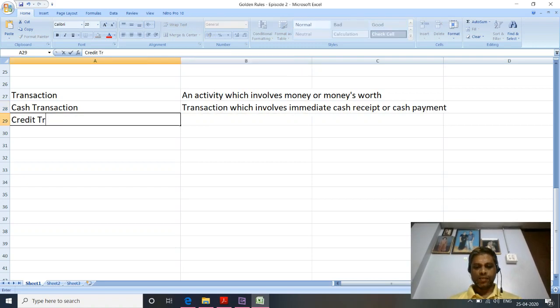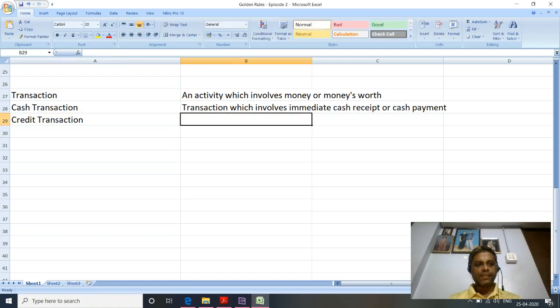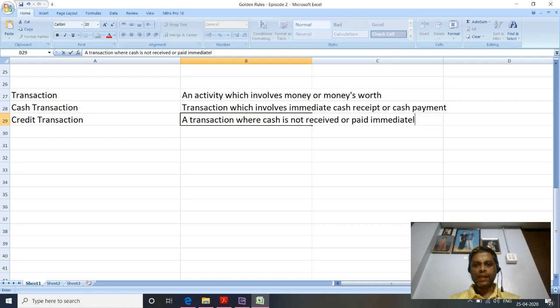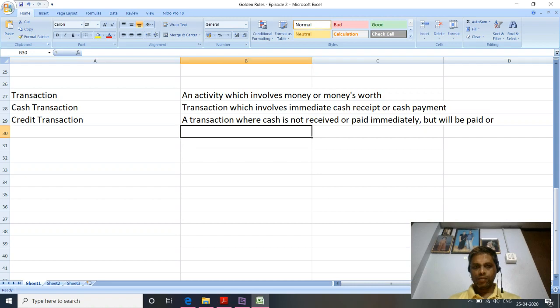What is a credit transaction? A transaction where cash is not received or paid immediately, but will be paid or received later is a credit transaction.